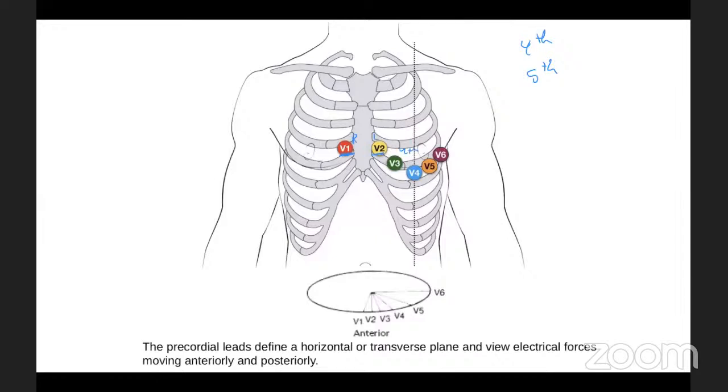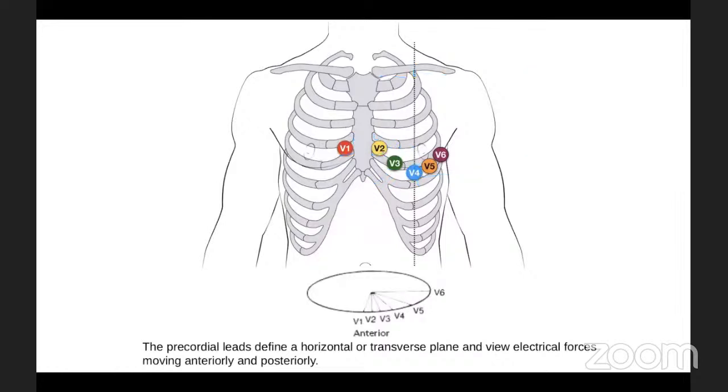Okay, V4 now, we'll ignore V3 for now. V4 will be on the 5th intercostal space, mid-clavicular line, in the middle of the clavicle, okay? And then you will add V3. After you add V4, you add V3 in between V2 and V4.